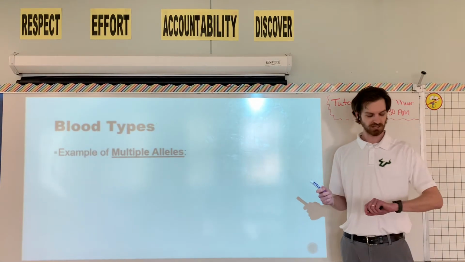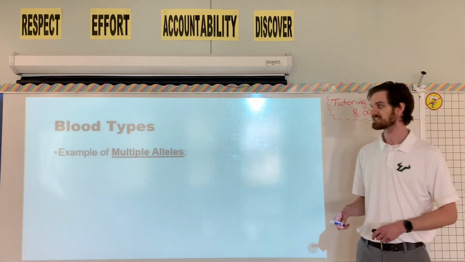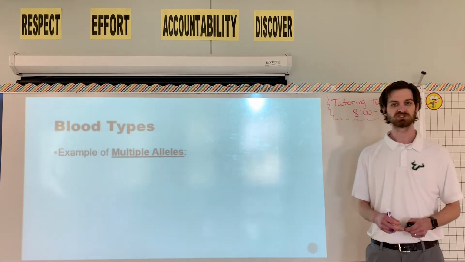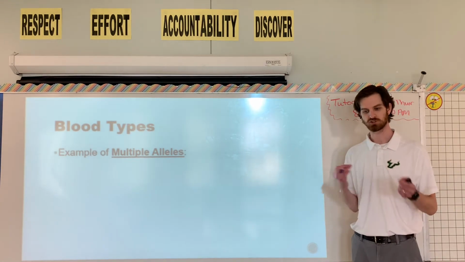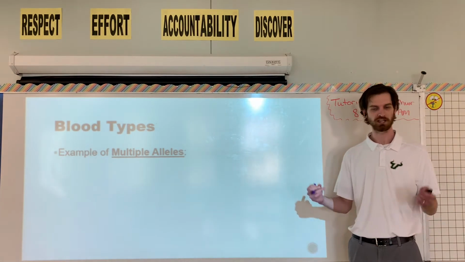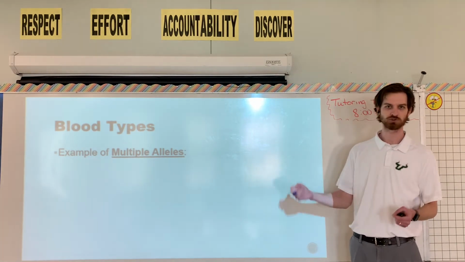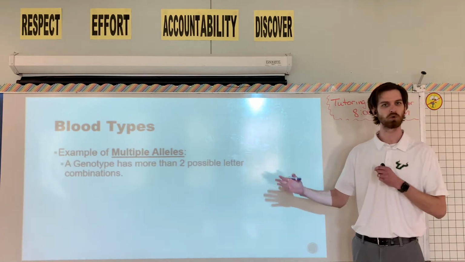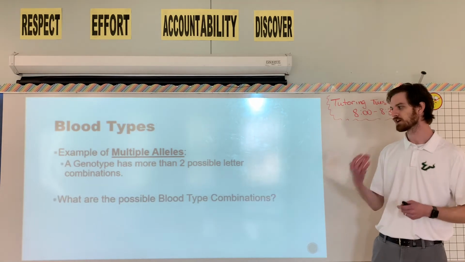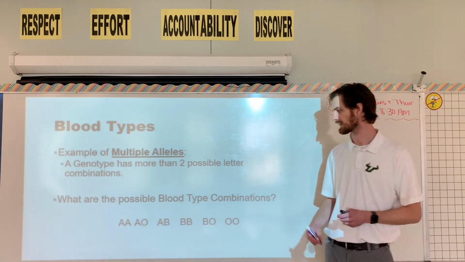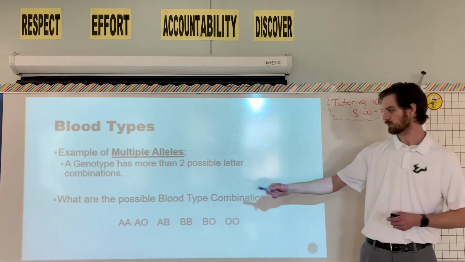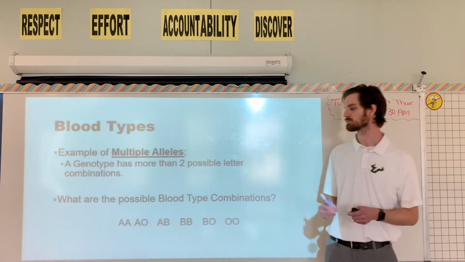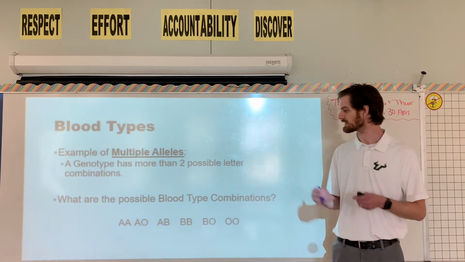Now, another one that comes up is blood types. Blood types is an example of what's called multiple alleles, where instead of having just 2 allele types like black or white or red or white or tall or short or anything like that, where it's kind of like a one or the other, now we have another possibility that comes in. So we can have A's, we can have O's, and we can have B's. So because we have 3 different alleles it can be, we get more combinations.